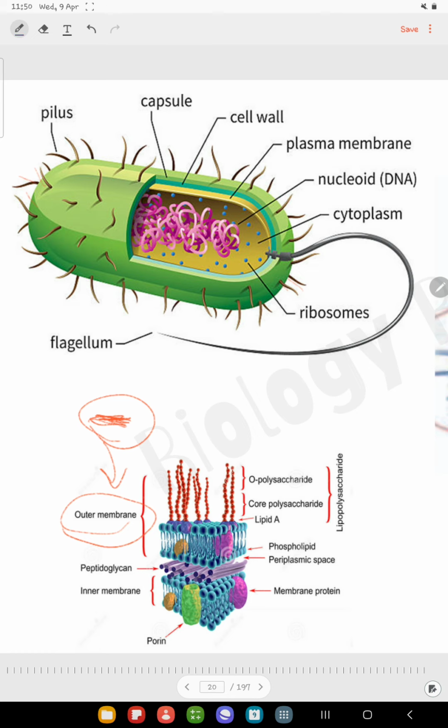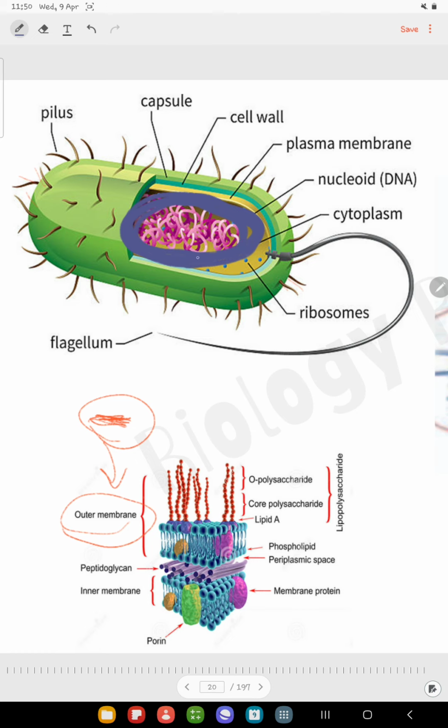Sometimes the bacteria can have another extra structure, which is named the endospore. The endospore is the cover that surrounds the DNA during harsh environmental conditions. For example, during dryness, when high temperature is exposed to the bacteria, or if it's exposed to radiation or chemicals, at that time they surround their DNA by a cover which is named the endospore.